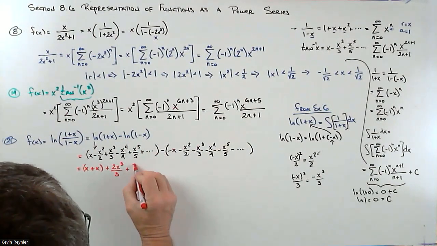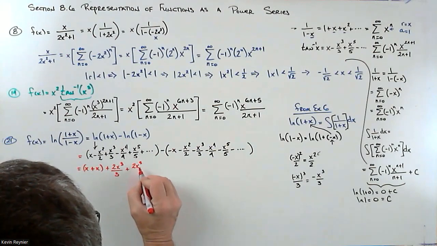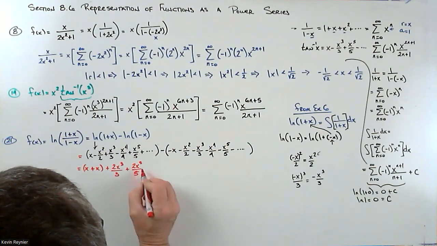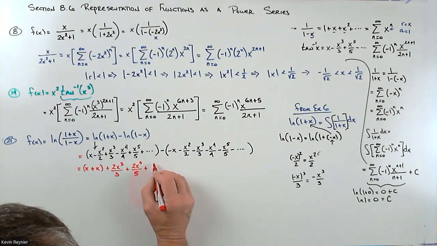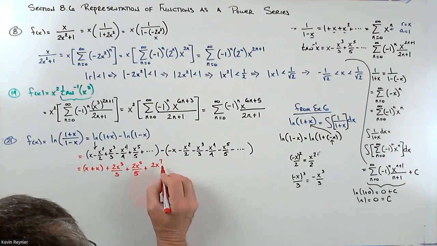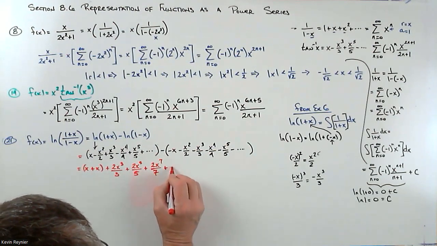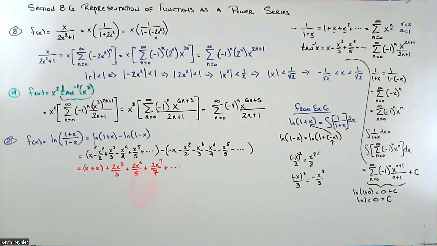That's going to give me plus 2x to the 5th over 5. And it's just going to keep going like that. The next term, the 6's are going to, x to the 6 is going to cancel. I'm going to get 2x to the 7th over 7. And it's just going to keep going in that manner. Well, what is that going to equal?